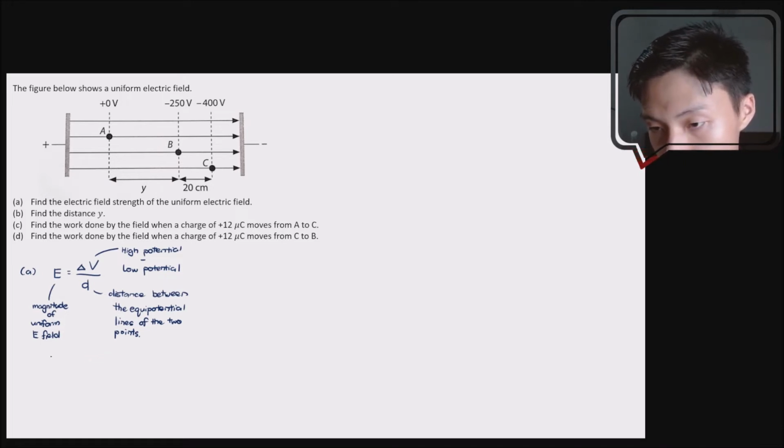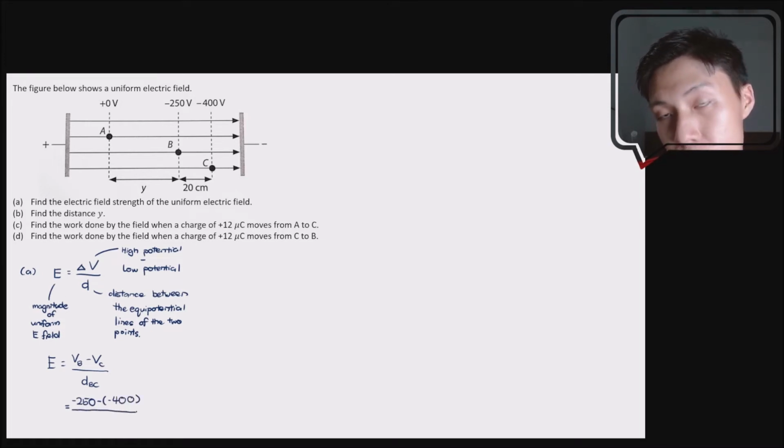So let's do our substitution. E will be equal to delta V. I'll be taking high point VB minus VC. Then the distance, I'll just write it as D between B and C. Okay, so VB is negative 250 minus negative 400. It's always high potential minus low potential. Negative 250 is larger than negative 400, so take negative 250 minus negative 400.